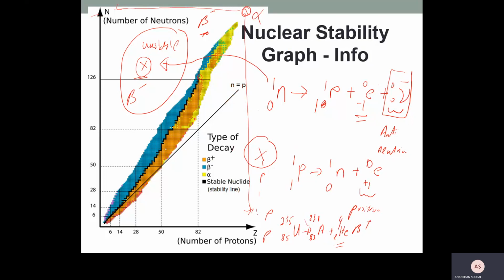So yeah, this is what is happening every time. Anything far away from this, what you call the stable line, will emit radiation to achieve stability. What type of radiation they emit depends on what is excessive with them. Neutron excessive, beta negative. Proton excessive, beta positive. Both excessive, alpha.